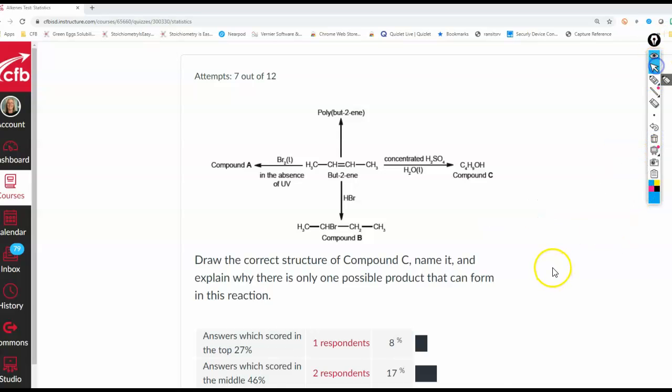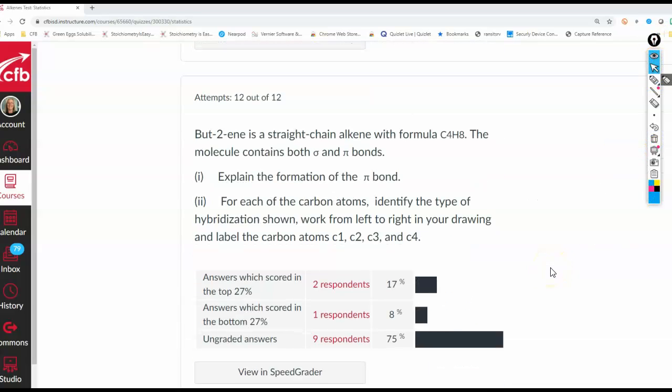Okay, so our next example here. Butene is a straight chain alkene with the formula C4H8. The molecule contains both sigma and pi bonds. Explain the formation of the pi bond. You should have said side by side or parallel overlap in that second bond. And then for the carbon atoms, name the type of hybridization. So for C1, you should have said sp3. C2 and C3 should have been sp2, and C4 should have been sp3.